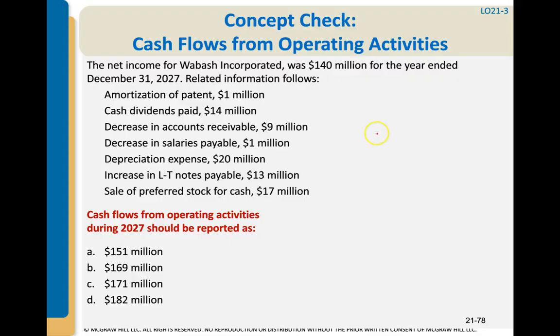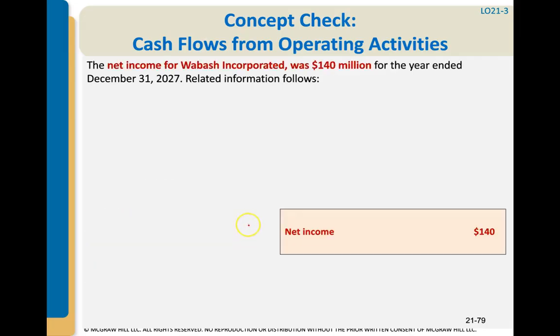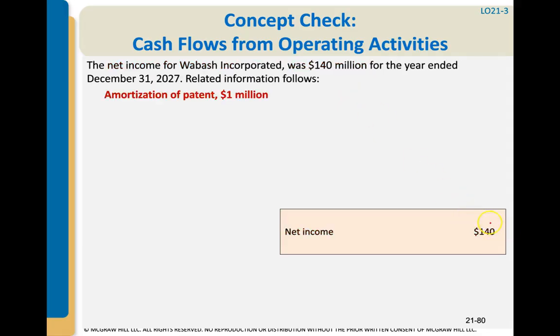Okay, let's do this other concept check. The net income for Wabash Incorporated was $140 million for the year ended December 31, 2027. We have this information that we're given, and we have to calculate what the cash flow from operating activities during 2027 should be. Let's start with our net income. It was $140 million. We're going to build our statement of cash flows. First item that we're given is amortization of patent for $1 million. Well, that's an amortization expense, and that's going to be a non-cash expense. We're going to do the opposite direction, so we're going to add it back.